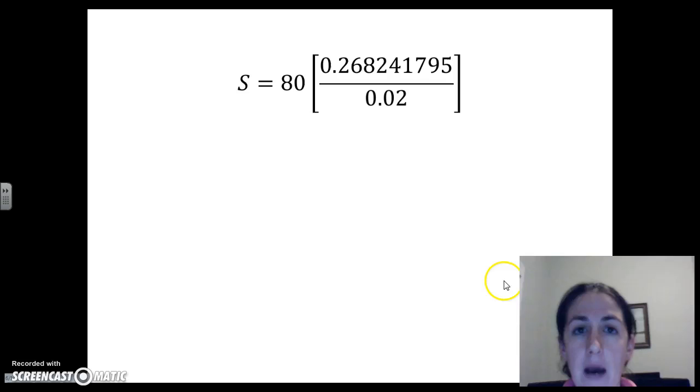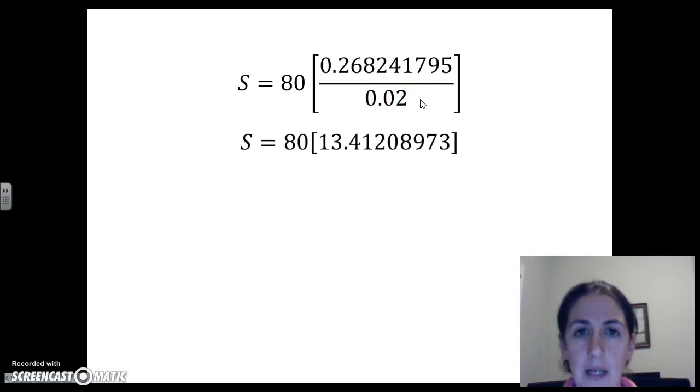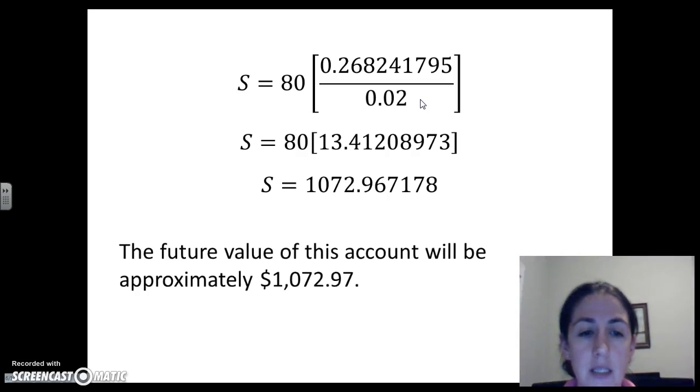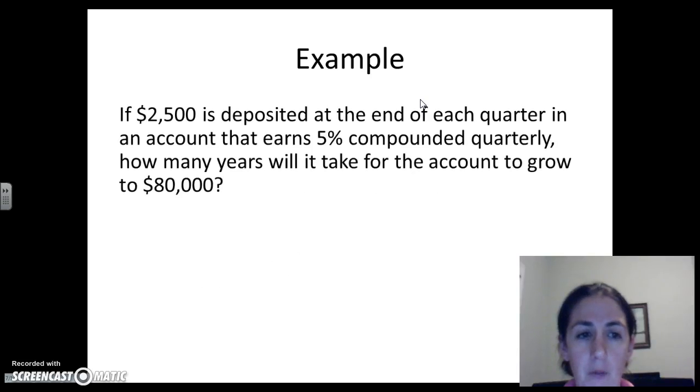Now I'll subtract the 1 in the numerator. Now I'll take these two values and divide them, and now I can multiply and distribute that 80. And we get S equals 1,072.967178. Now we're at the end, so now we can do our rounding. Future value is money, so we measure that in dollars and cents. So the future value of this account will be approximately $1,072.97.